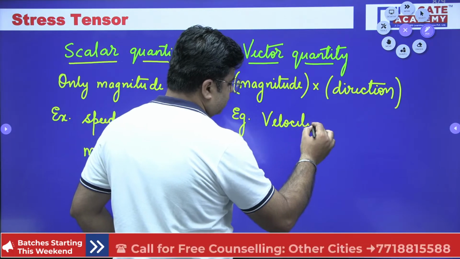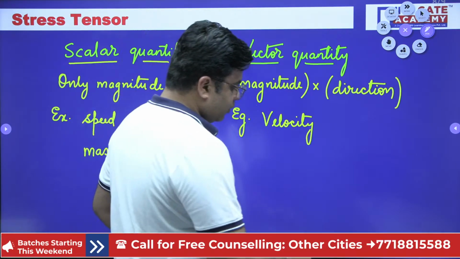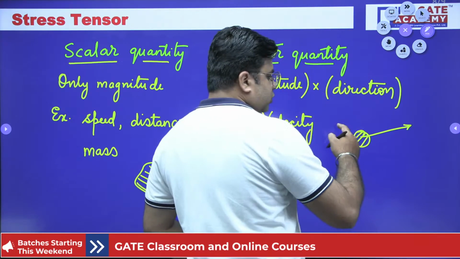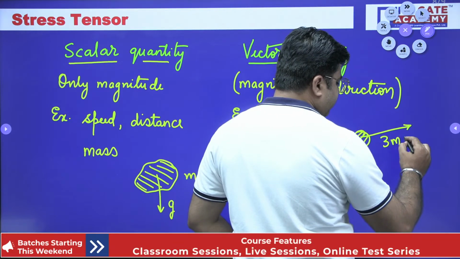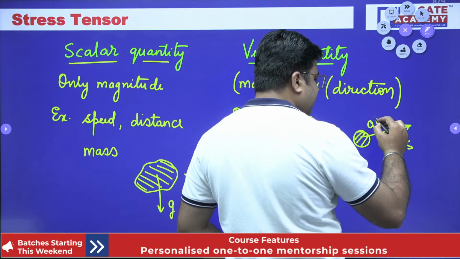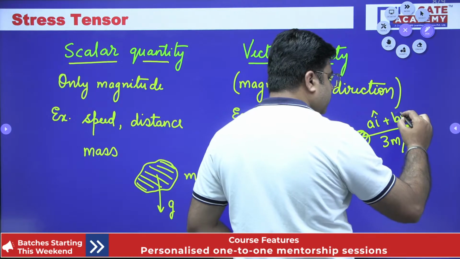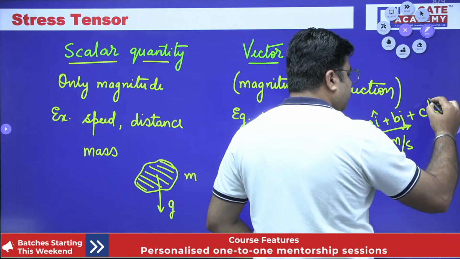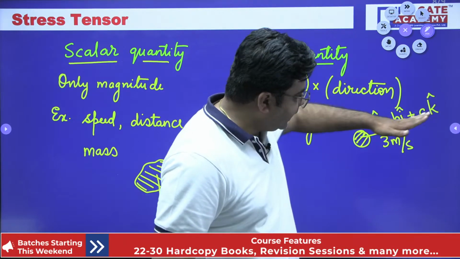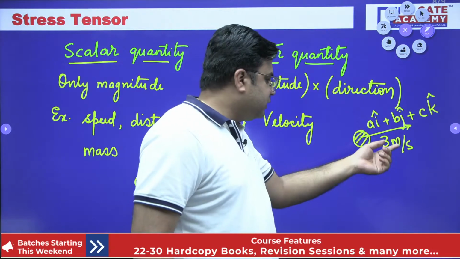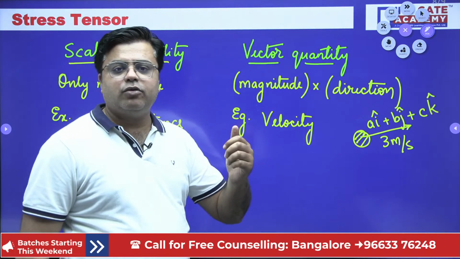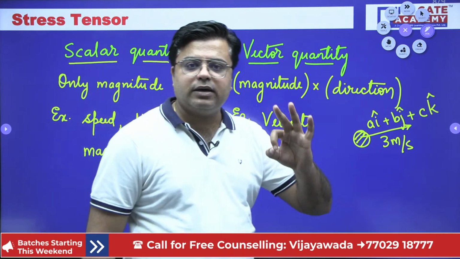Because in velocity, if any element is moving with some velocity, this velocity is going to tell us the magnitude by which it is moving, and it will also tell us the direction in which it is moving. We represent velocity like this, right? So this vector represents the direction in which the velocity is applied, and this is the magnitude of that velocity. So any quantity which has both magnitude and direction is termed as a vector quantity.